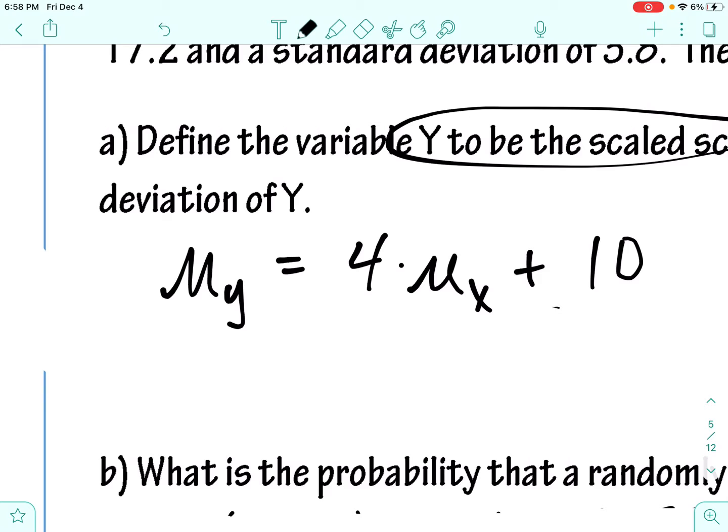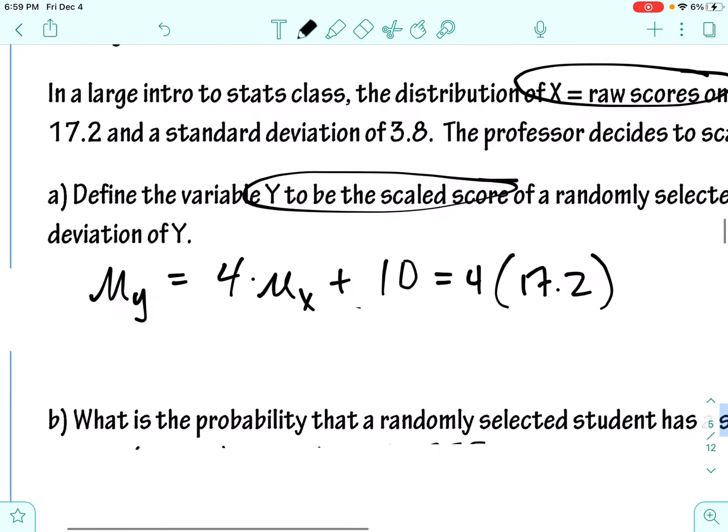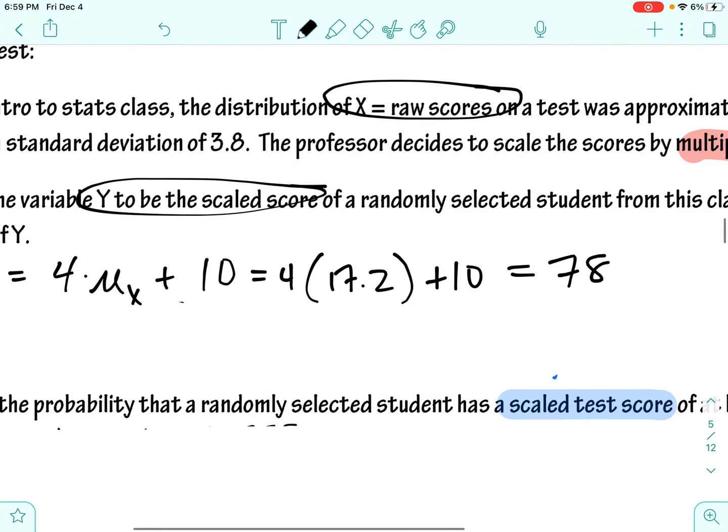Whatever you do to scale all the scores affects your average the same exact way. So I'm going to plug in the 17.2. It was right here. It's the average raw score times 4, plus 10. And that's going to give me a mu of y, which is 78.8.